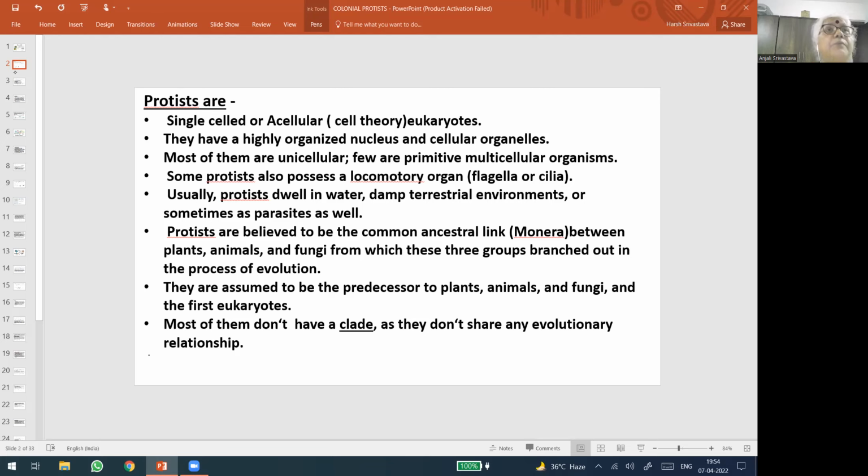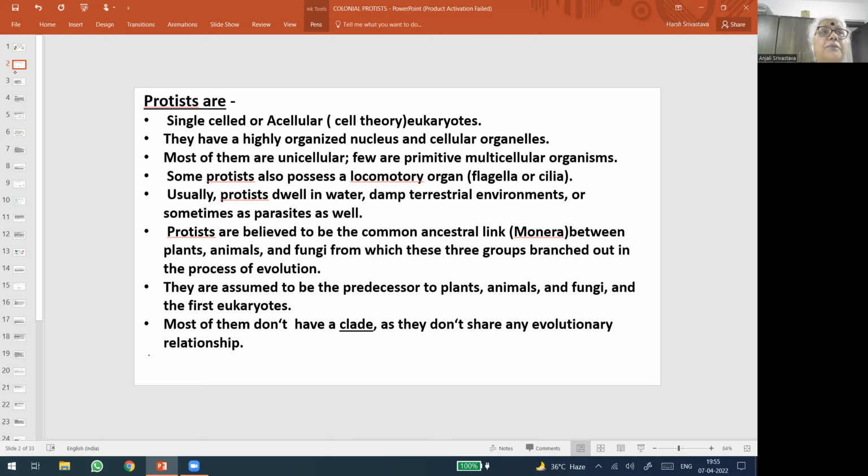However, some multicellular members also have been kept into this protist group, as their phylogenetic tree was not very much evident. उनकी evolutionary history या phylogenetic ancestry या clades clear नहीं थे, इसलिए उनको भी प्रोटिस्टा में include कर लिया गया है.